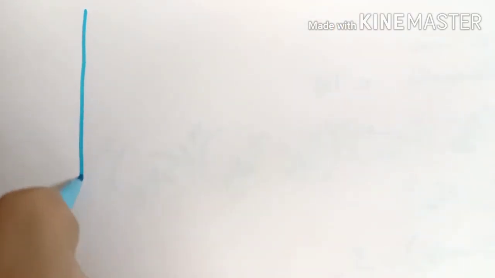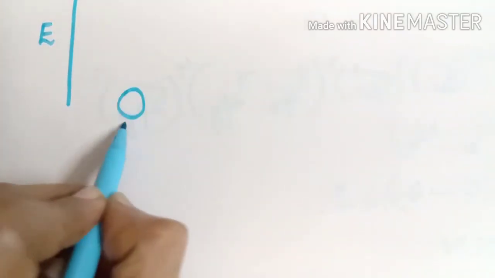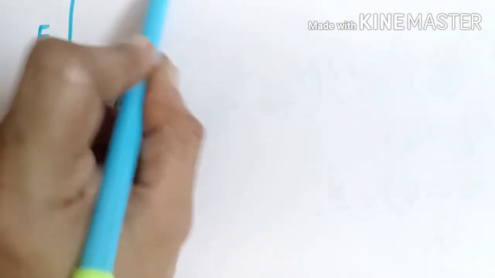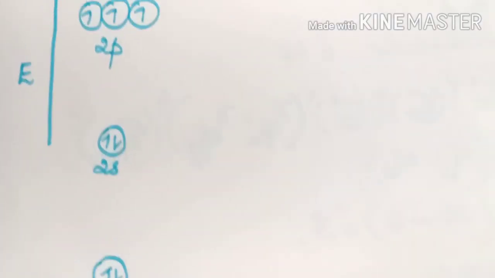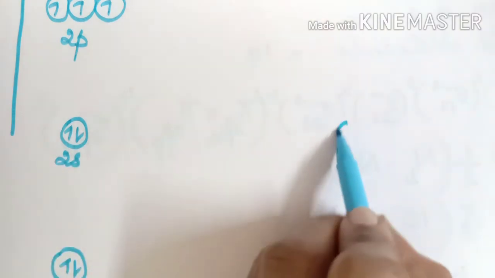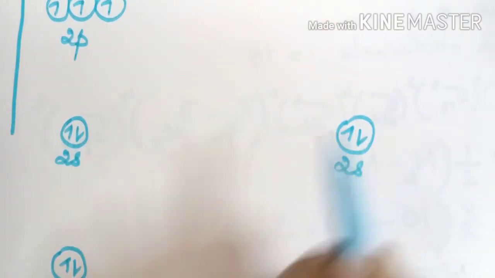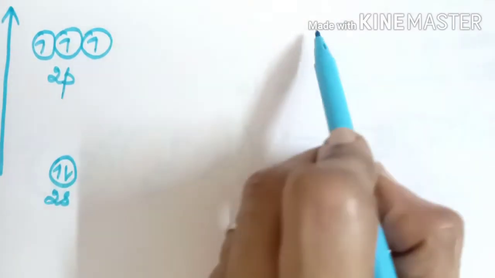Energy level diagram for nitrogen. First, mark the energy. First we have 1s2, 2s2 and 2p3. Similarly, on the other side we have 1s2, 2s2 and 2p3.